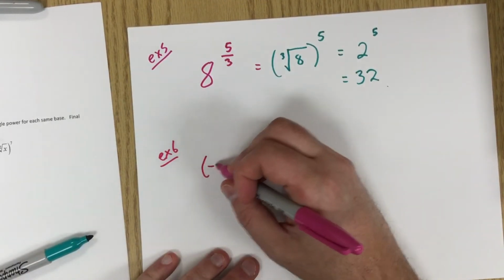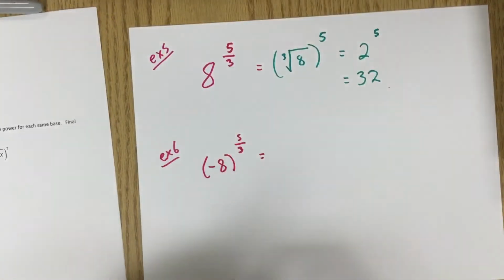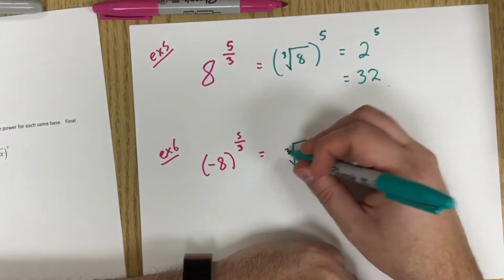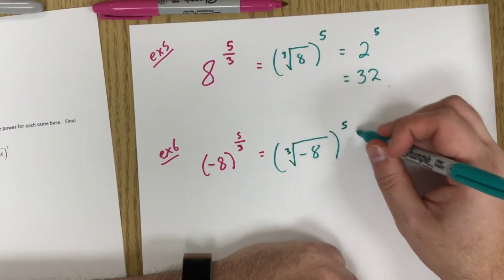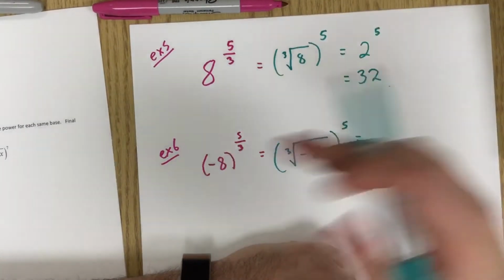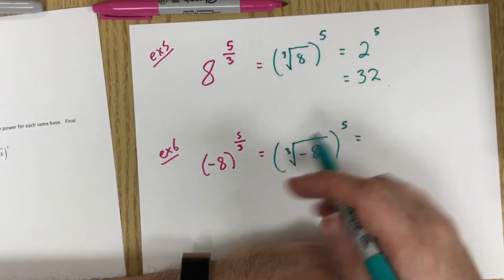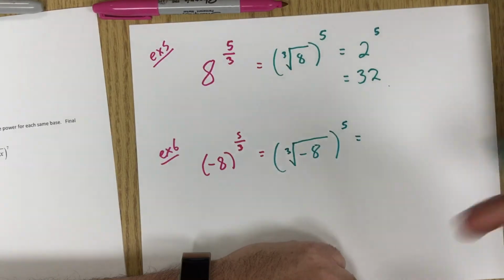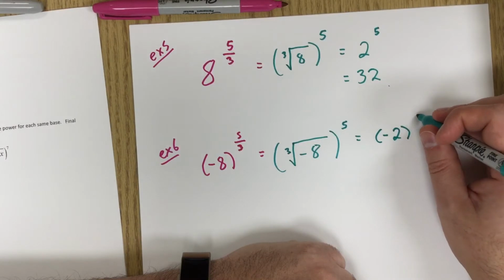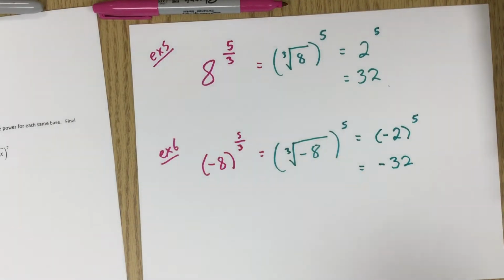Let's say I had negative 8 to the 5/3. So negative 8 to the 5/3 is going to be the cube root of negative 8 to the 5. And you may be tempted at this point to say, ooh, we've got a problem. But as you may or may not recall from a previous lesson, the cube root of a negative number is still possible because negative 2 times negative 2 times negative 2 is in fact negative 8. So this becomes negative 2 to the 5, which is minus 32.